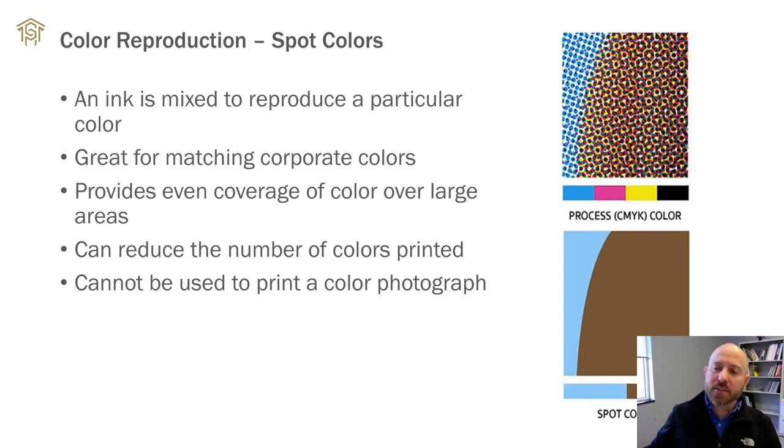So if we compare these two images right here, essentially if we just want a blue and a brown color that's being printed, well, it's a whole lot easier to reproduce those colors by just using spot color. If we wind up using CMYK, for one, it just doesn't look as smooth and clean.